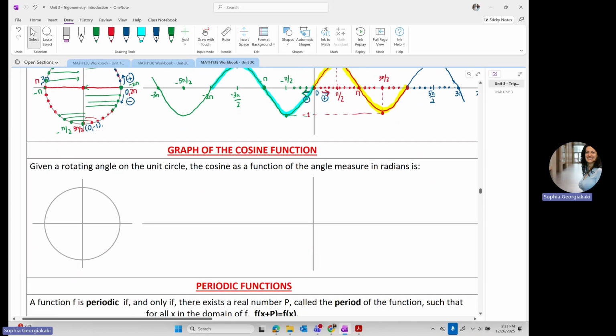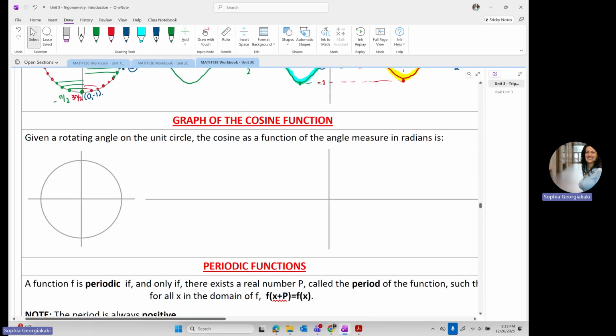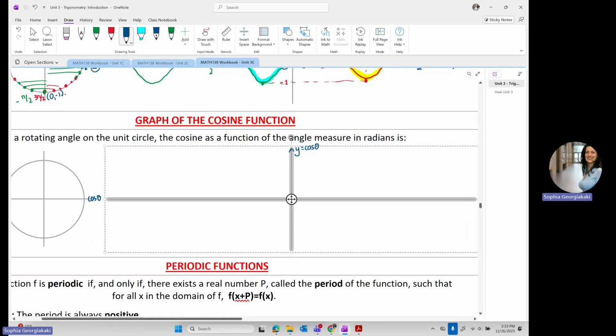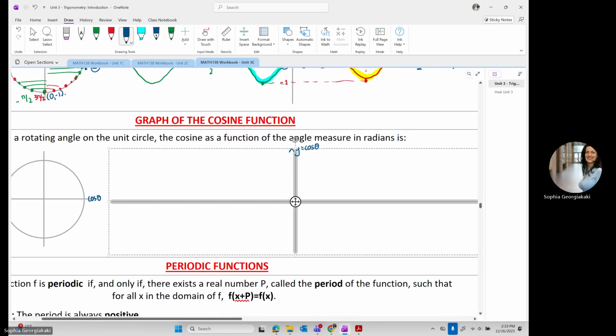Let's look at the graph of the cosine function. The cosine axis is the horizontal axis. So on this graph of the cosine, the y value will be the cosine coordinate of the point of rotation. The x-axis is the rotation.